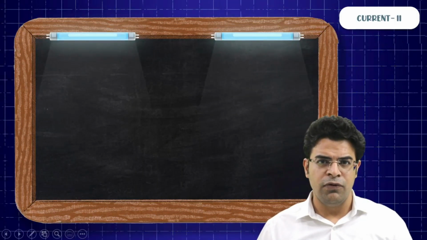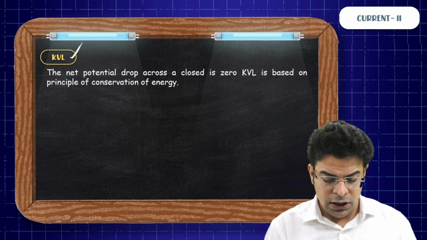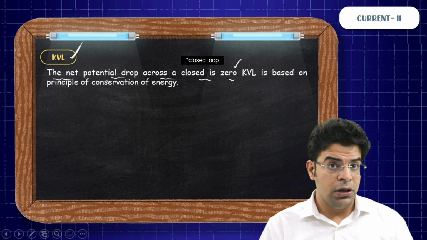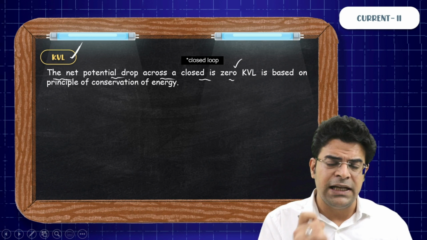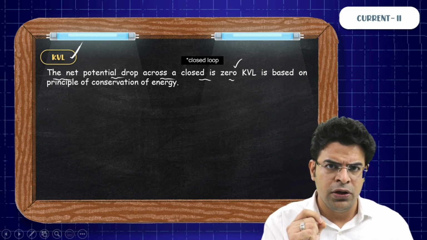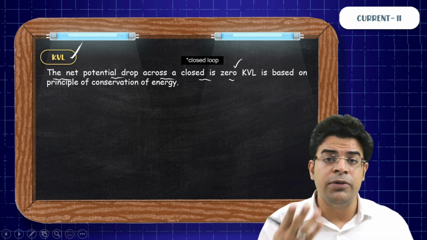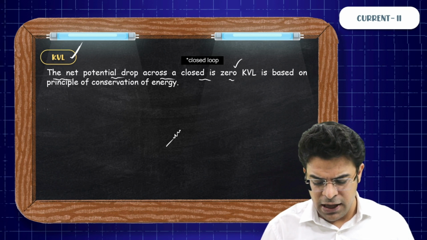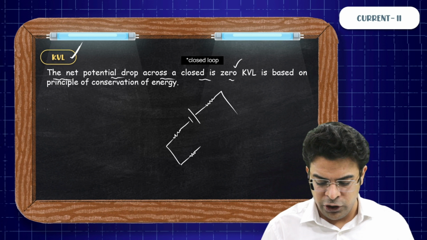So first of all, what is KVL? Kirchhoff's voltage law says that the net potential drop across a closed loop is zero. It means that you start at a point in the circuit, you move around the circuit, you come back to the same point, and there will be no net potential drop. Isn't this quite an obvious statement that if you have a circuit and you start from a point and you come back to the same point, on reaching the same point again, you will find the same potential.